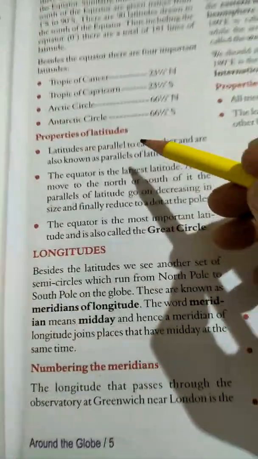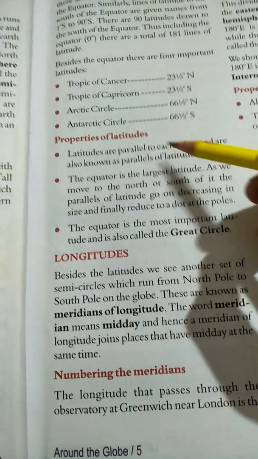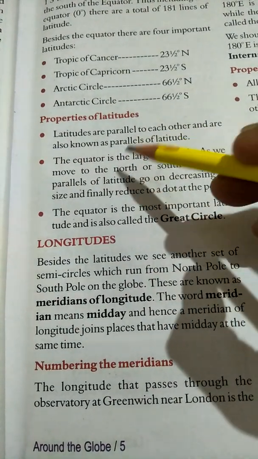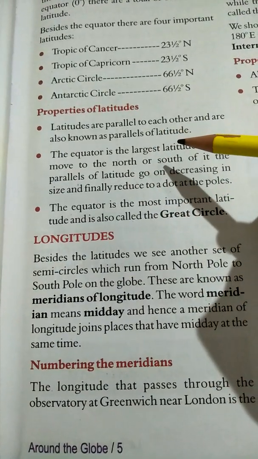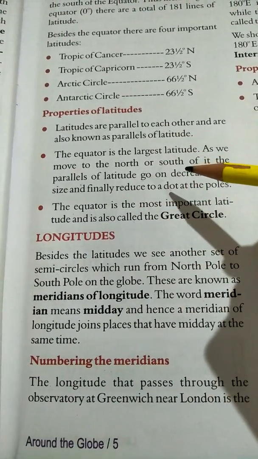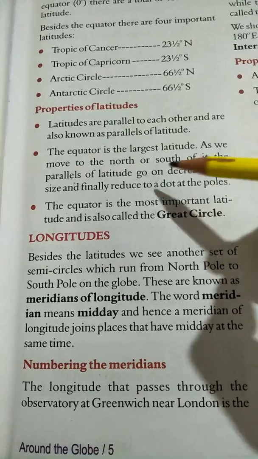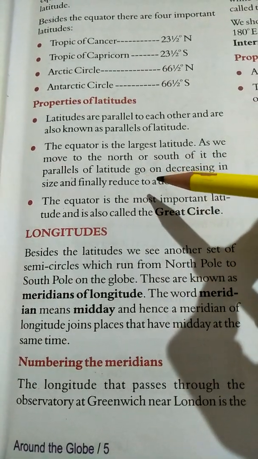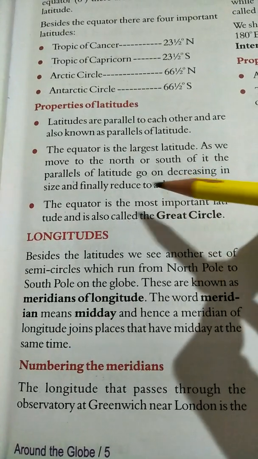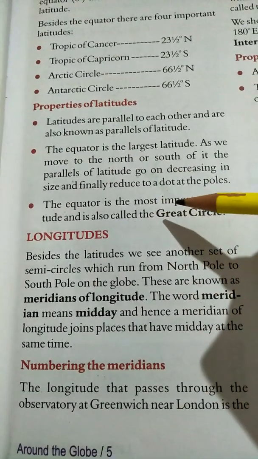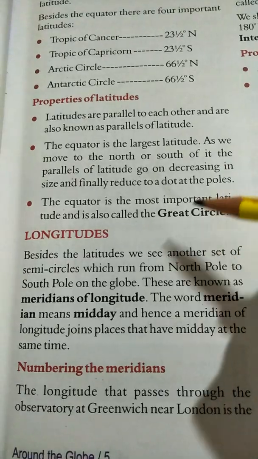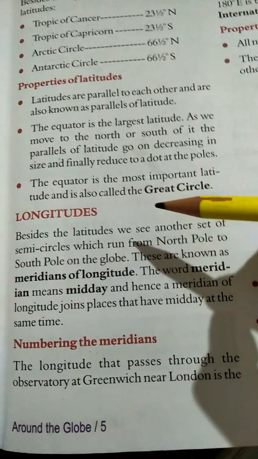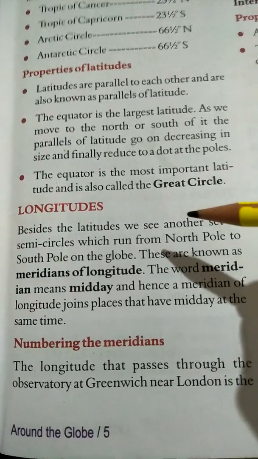Then properties of latitudes. Importance of latitudes. Latitudes are parallel to each other, so they are also known as the parallels of latitude. And the equator is the largest latitude. As we move to the north or south of it, the parallels of latitude go on decreasing in size and finally reduce to a dot at the poles. Third, the equator is the most important latitude and is also called the Great Circle.